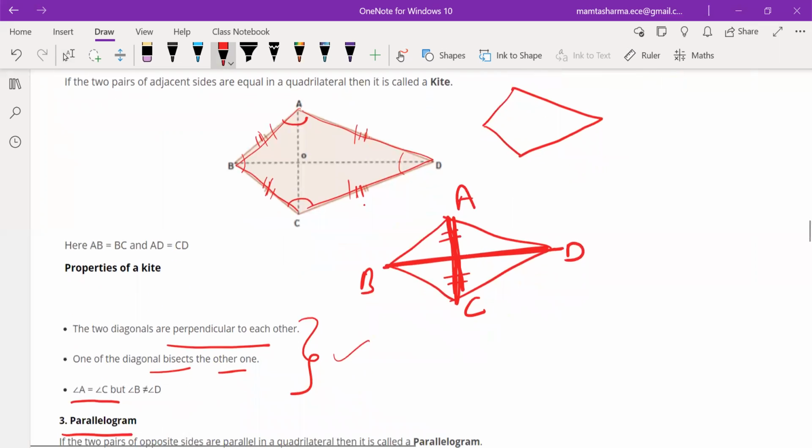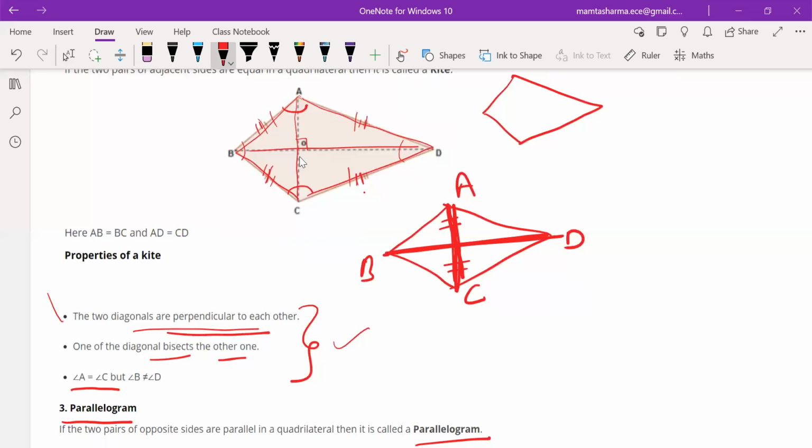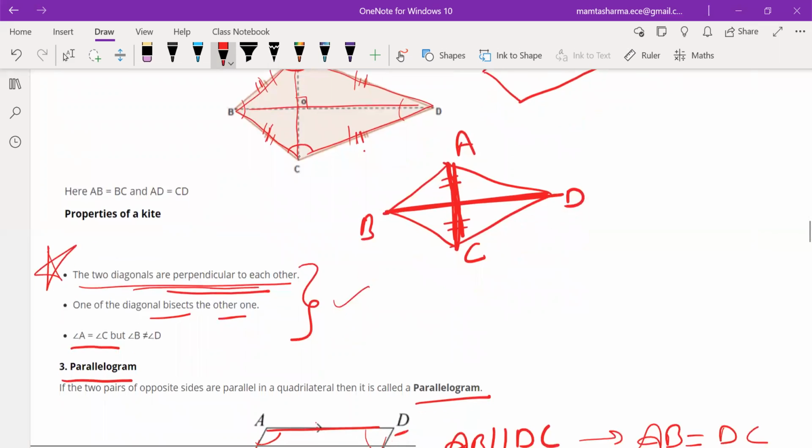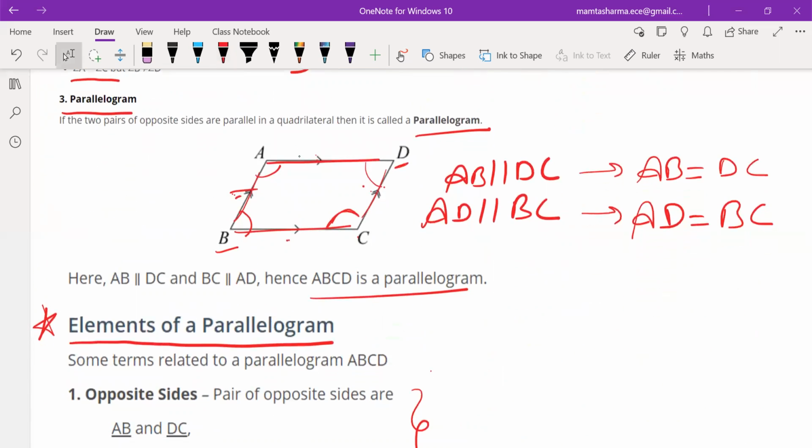And the diagonals intersect each other at 90 degrees, or you can say the two diagonals are perpendicular to each other. So the important property of a kite is that the two diagonals are perpendicular to each other. Remember this property.